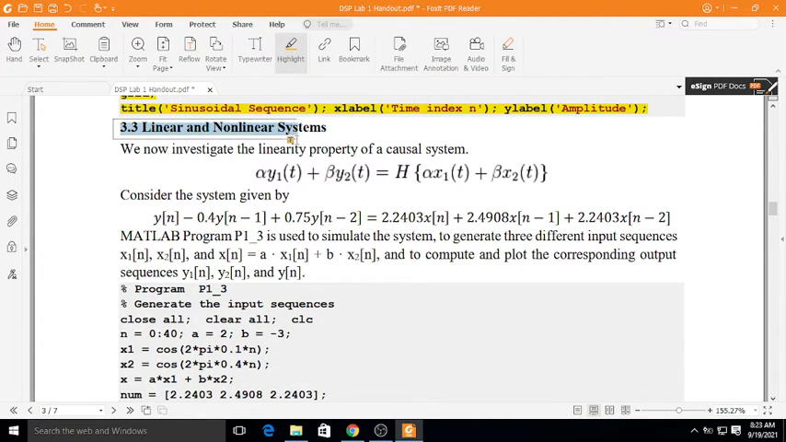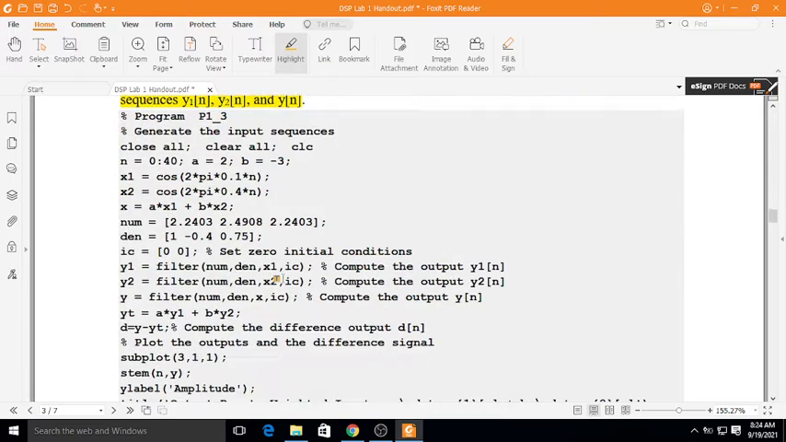3.3 Linear and nonlinear systems. We now investigate the linearity property of a causal system. Consider the system given by y[n] - 0.4y[n-1] + 0.75y[n-2] = 2.2403x[n] + 2.4908x[n-1] + 2.2403x[n-2]. MATLAB program P1_3 is used to simulate the system, to generate three different input sequences x1[n], x2[n], and x[n] = a x1[n] + b x2[n], and to compute and plot the corresponding output sequences y1[n], y2[n], and y[n].